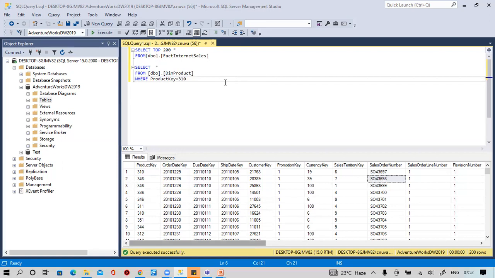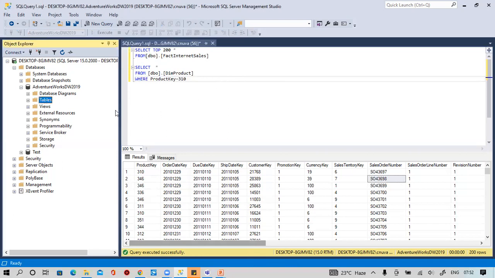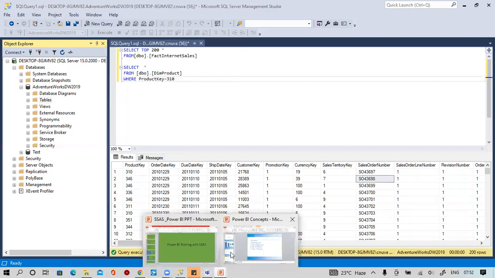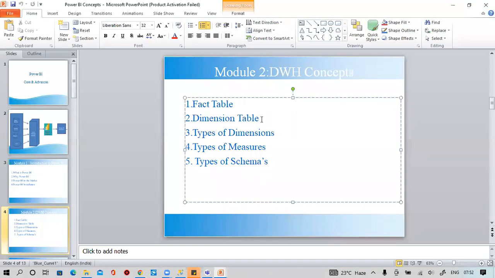So can we create a clustered index on the fact table? Why do you bring up the topic of indexes? If you want to improve performance, we are not talking about database performance. I clearly mentioned, right, Santosh? The topic is data warehousing concepts.